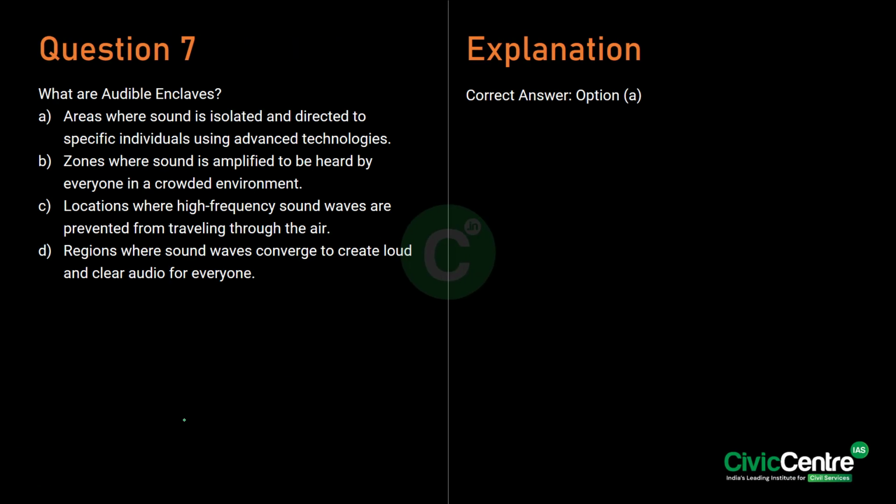Now, moving on to the seventh question, which talks about audio enclaves. See, audio enclaves refer to localized areas where sound is isolated and directed in such a way that it can only be heard by a specific individual even in a crowded environment. Hence option A is the correct option. This is achieved using advanced technologies such as parametric array loudspeakers or modulated high frequency sound waves to create focused beams of sound that are only audible to those within the beam's direct path.